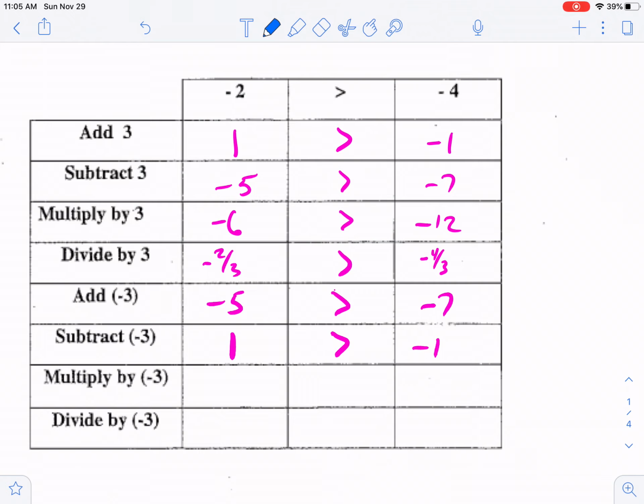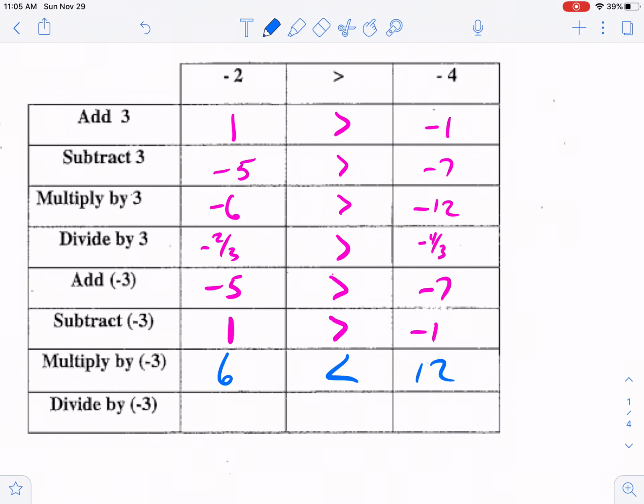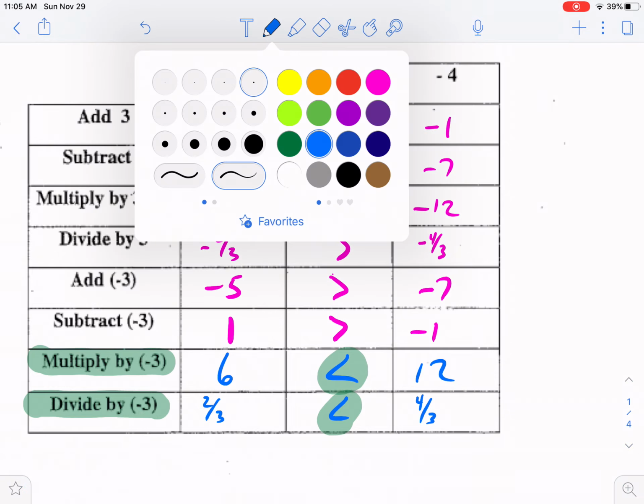Negative 2 times negative 3 is 6. Negative 4 times negative 3 is 12. And as you see, 6 is less than 12. And then divide by negative 3. Negative 2 divided by negative 3 is 2/3. And this is 4/3. And the arrow flips. What's the point? Again, just like before, when you multiply or divide by a negative number, arrow flips. Make sense?